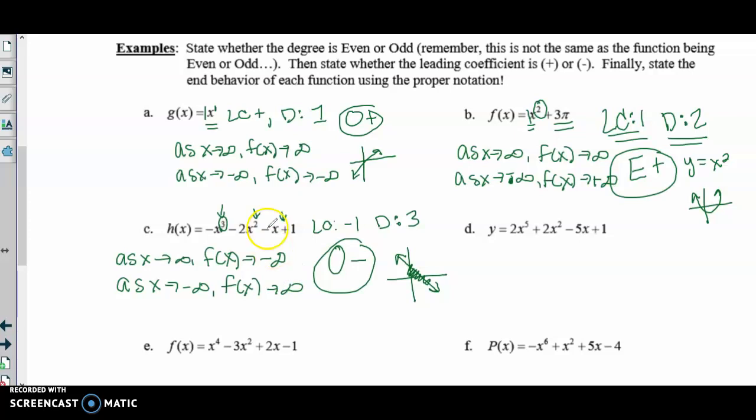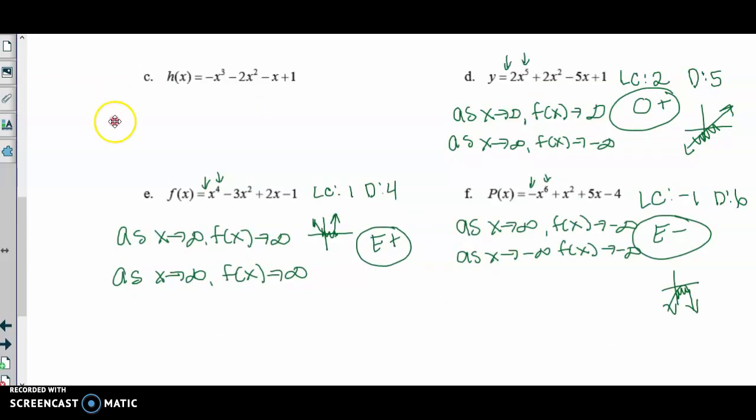I want you to pause the video, try D, E, and F, and then once you're done, just quickly check your answers. All right, just quickly check and see how you did. So you should have had your leading coefficient of 2, degree of 5, it's in standard form. So that's odd with a positive leading coefficient. So we're going to draw a line going up. Who cares about the middle?